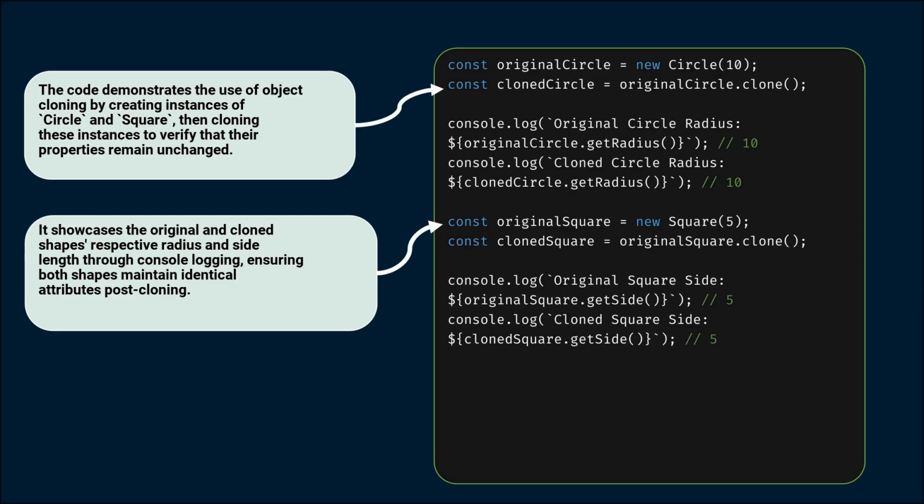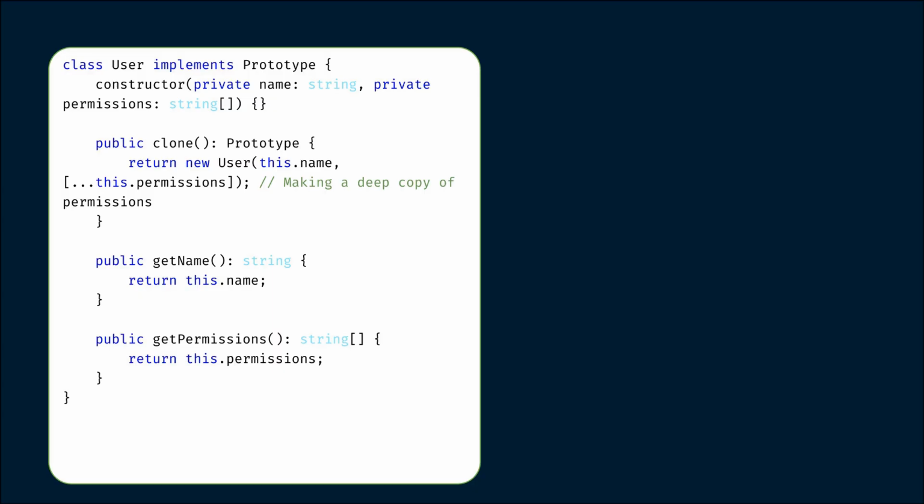Next, we create an instance of Square, initializing it with a side length of 5. Similar to the circle, we call the clone method to produce a cloned square. Again, we log the properties of both the original and cloned squares, confirming that they share the same dimensions. This exemplifies the effectiveness of the prototype pattern, enabling us to create variations of shapes efficiently without the need for repeated instantiation. Students should note how easy it is to manage and manipulate cloned objects, thereby enhancing flexibility in our drawing application.